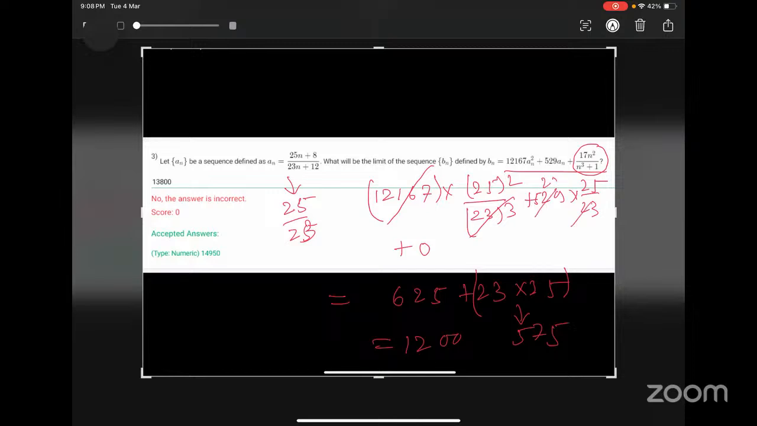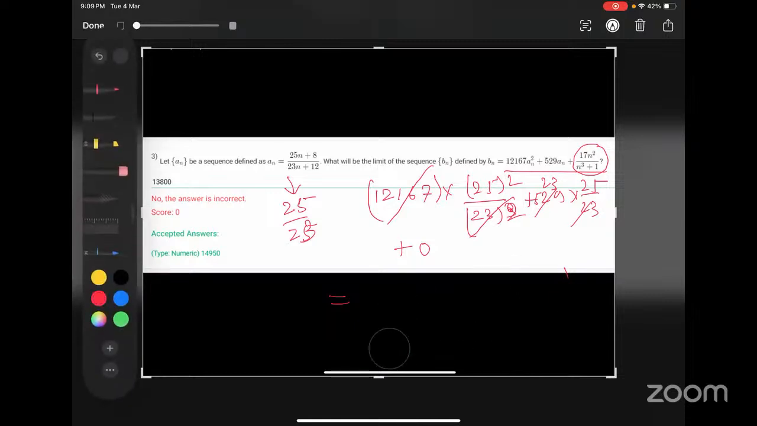So this 12167 is 23 cube, madam. Which one? Where is the cube coming into the picture actually? Oh, this will be square, sorry. Yeah, this will be 23 square. That means we will get 23 here. Here also, one more last 23 you can cancel.